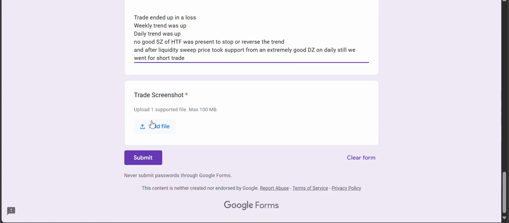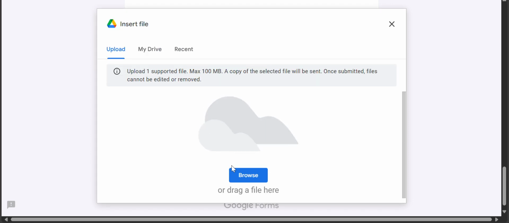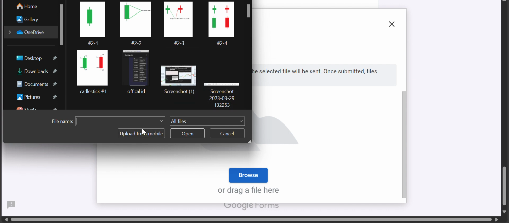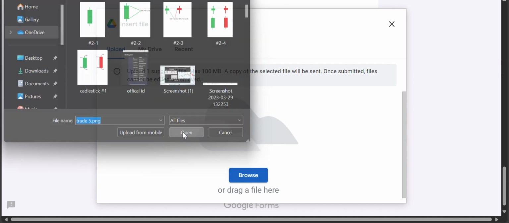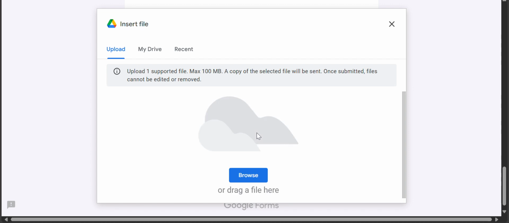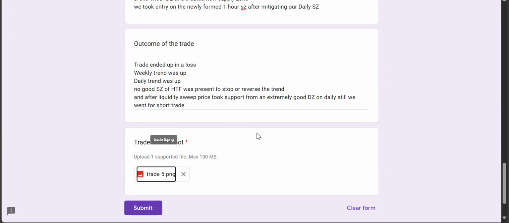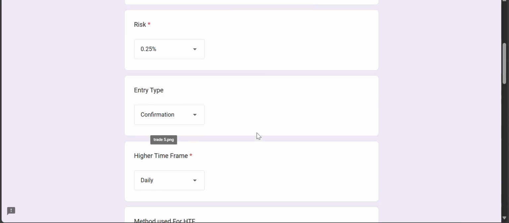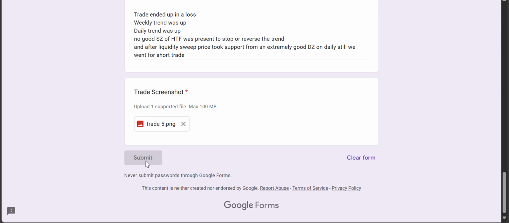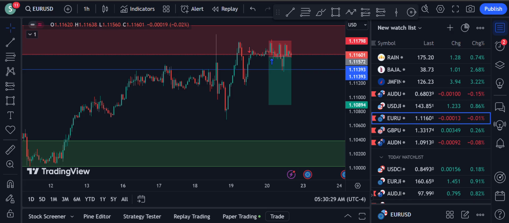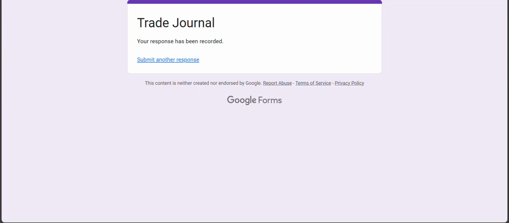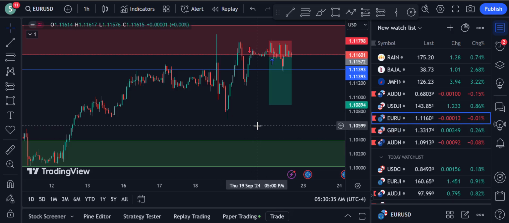Okay, so now we have to upload the screenshot. We'll upload the screenshot, and it was trade 5. Yeah, we have uploaded the screenshot. We have entered everything that was necessary, and we are going to submit it. As we have submitted, we have journaled our trade. This was the 5th trade.